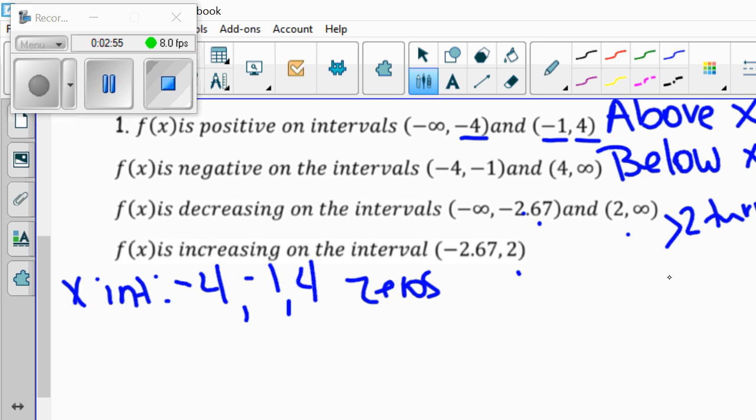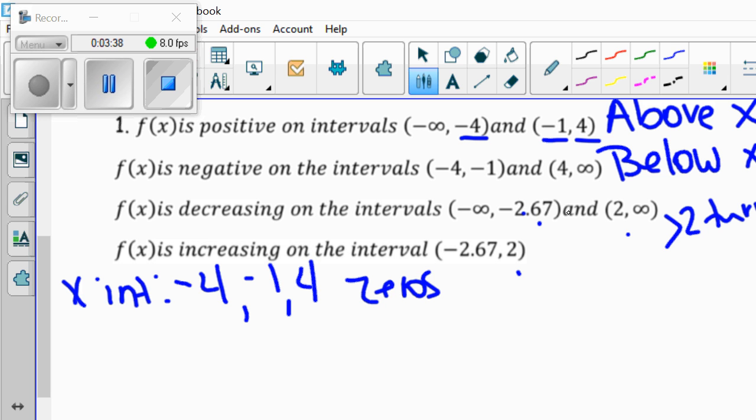Know that between negative infinity and negative 4, so out here, it's above the x-axis. And I know that it is decreasing from negative infinity to negative 2.67. Okay? So somewhere at negative 2.67, somewhere around here, down below the x-axis, because I know from negative 4 to negative 1, we're below the x-axis, it's negative. And then from 4 to infinity, I know below the x-axis. Here I know above the x-axis, okay?